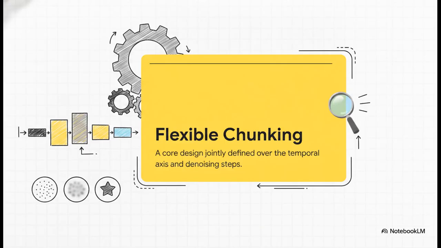So how exactly does this work under the hood? It's honestly a super elegant piece of engineering. The secret sauce making this whole unification thing possible is a concept they call a flexible chunking mechanism. As the paper outlines, this is a core design that's jointly defined over the temporal axis, which is just the timeline of your video, and the denoising steps, which is that process of pulling a clear image out of static noise. Instead of trying to swallow the whole video at once, or blindly guessing one frame at a time, the model is smart enough to group the video into really manageable chunks.